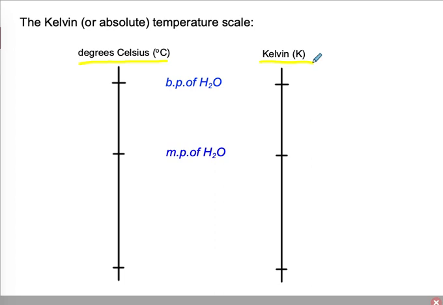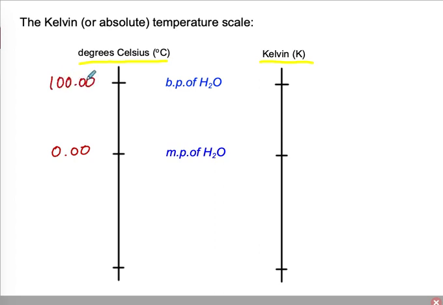The symbol for degree Celsius is the superscript degree C. The symbol for Kelvin is K. Now, let's put some values on this that we know about. We know that the melting point of pure water in degrees Celsius is 0.00, and the boiling point of water is 100.00 degrees Celsius.